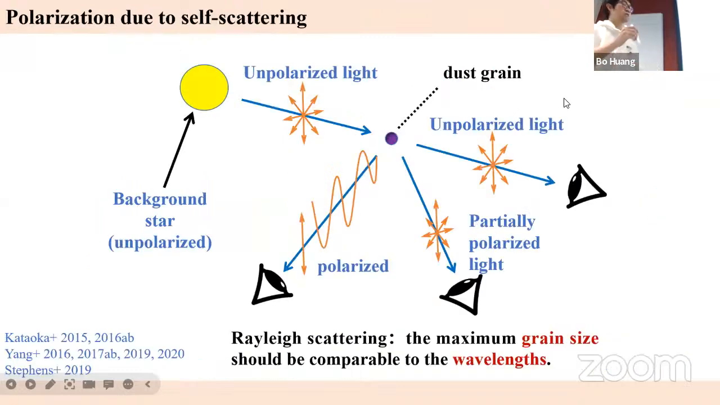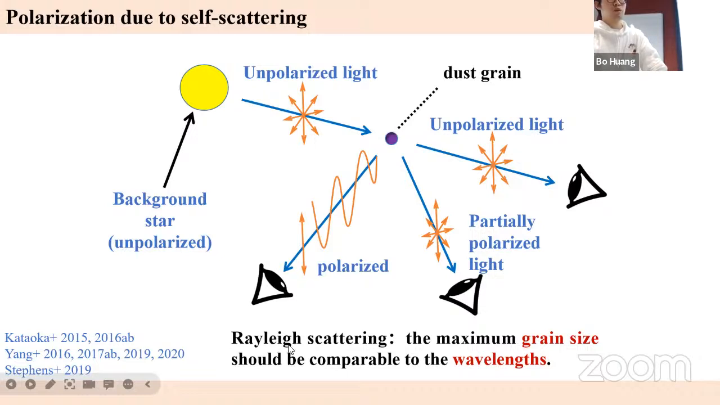Another mechanism that could produce polarization is self-scattering. This is independent of the magnetic field. If you have unpolarized light that hits a dust grain, this light will be polarized depending on the angle at which it is scattered. The steeper the angle, the more it will be scattered, and the flatter the angle, the less.